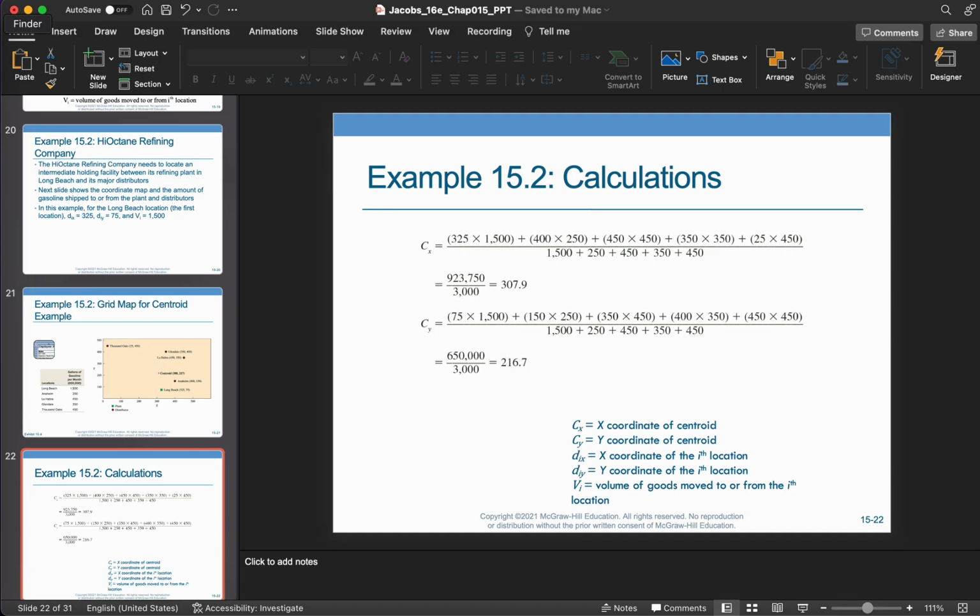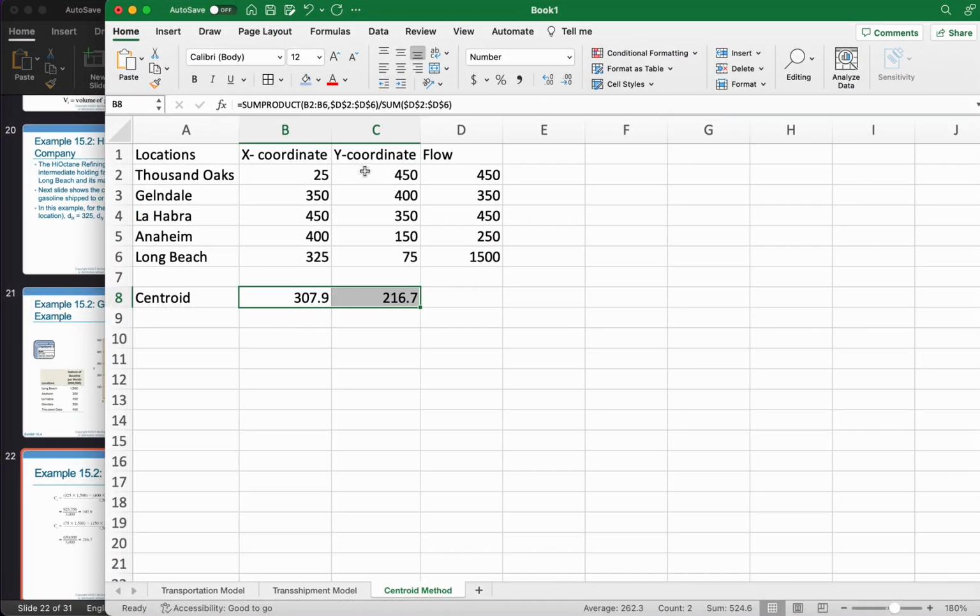As you can see, it's a pretty simple calculation. It's very straightforward. Multiply the coordinates by the flow, add them all up, and divide by the total flow. It's basically a weighted average calculation, and that gives you the centroid, and this is where you should start looking for a good place to locate the warehouse.